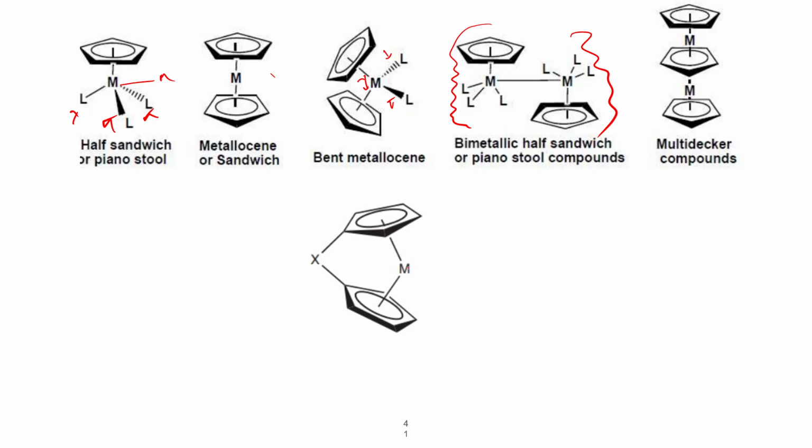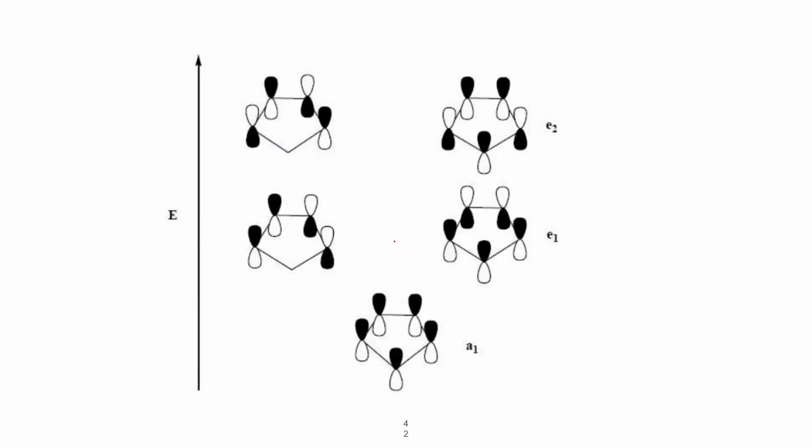Again, these kinds of compounds are also there, where the rings are attached with one common unit, like a paired metallocene. This is one example. These two rings are attached by a common connector, and that's why this particular bond ending is there. So this is another example.